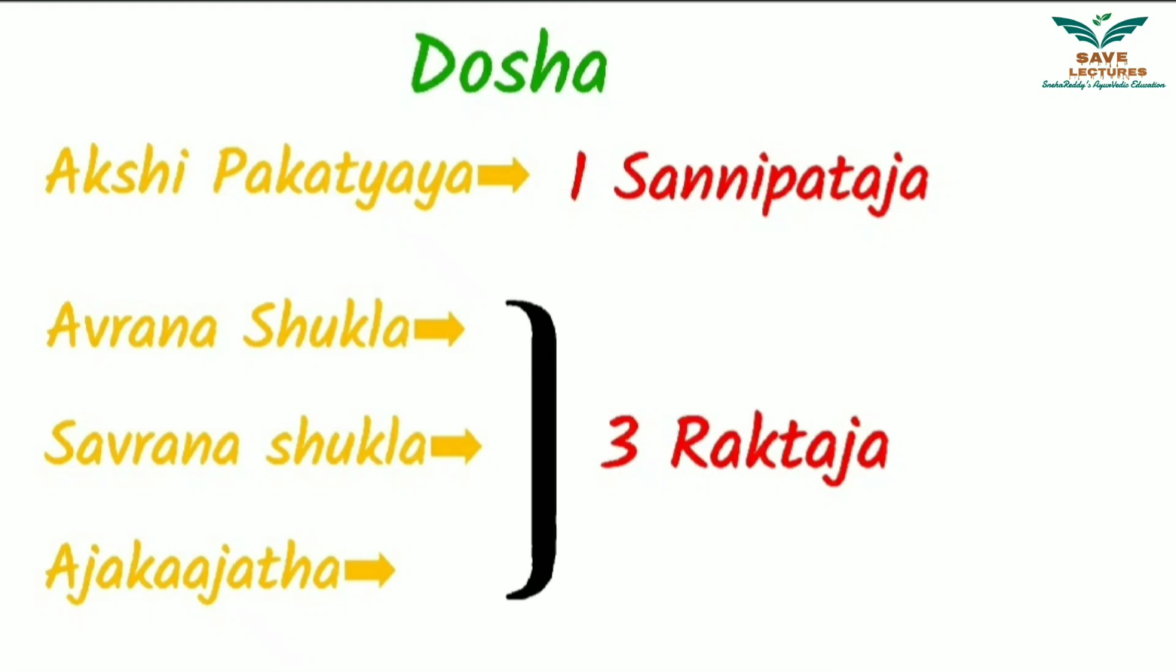The disease attains Paka or chronicity when all the 3 doshas are vitiated, that is, in Sannipataja Avastha. Hence remember Akshipakatyaya as Sannipataja and remaining 3 Krishnagata Rogas are Raktaja.